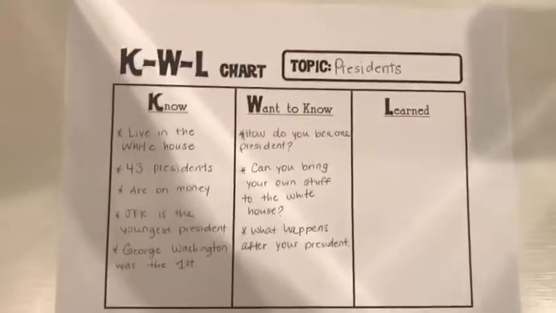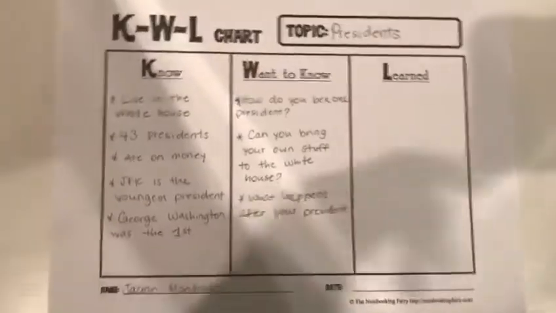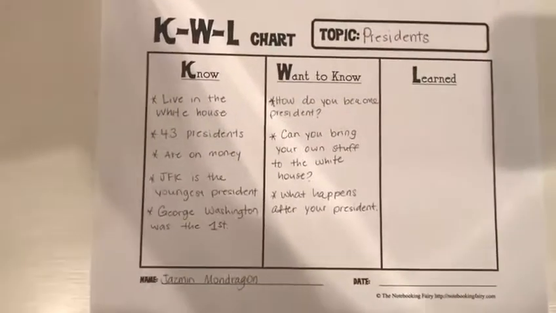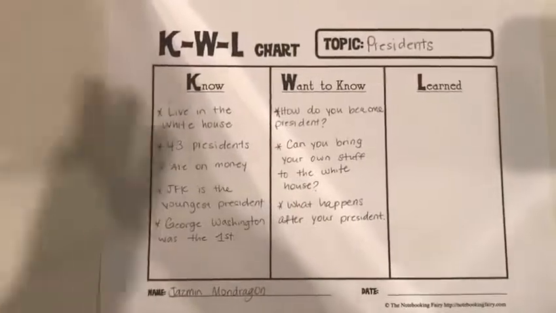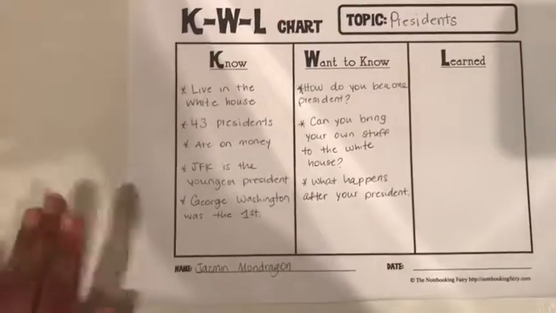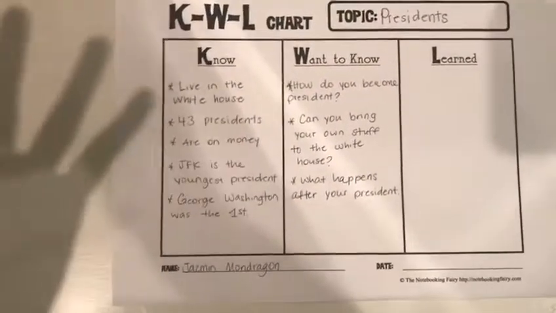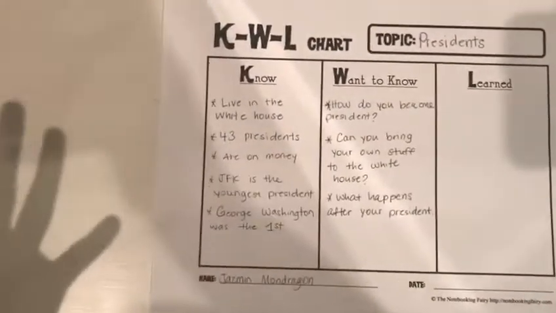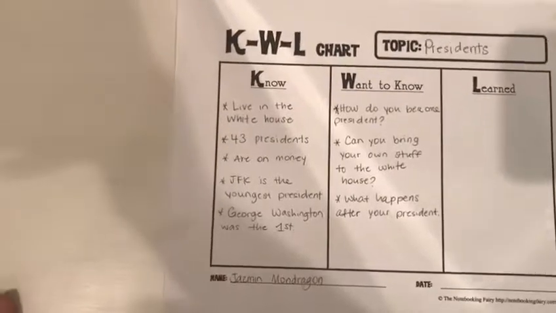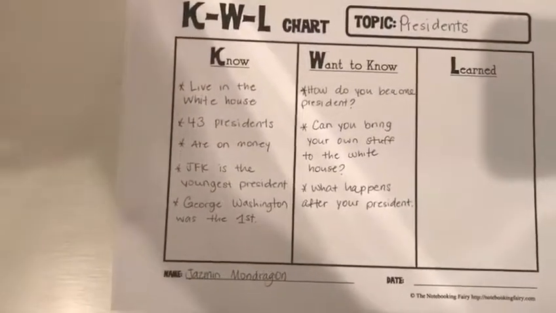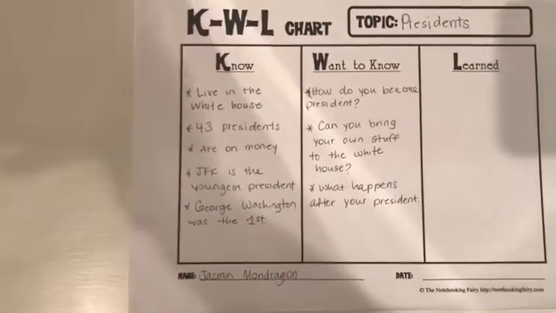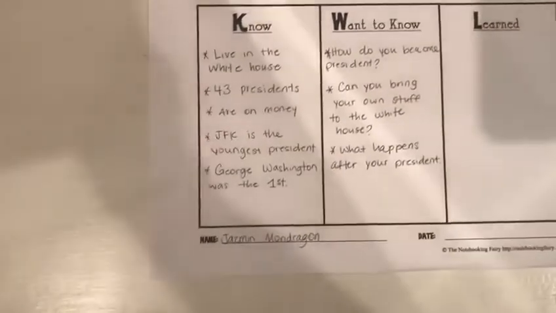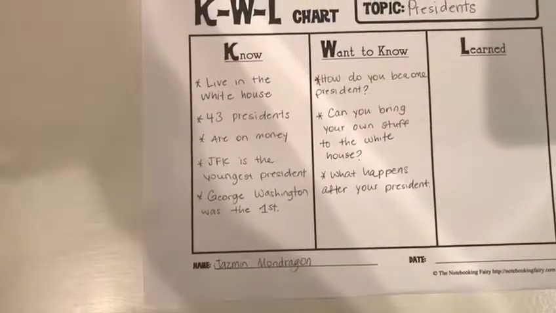This is an example of a topic that I would use. For example, we just had President's Day, so presidents would be a good topic. Here I filled everything out as if I were the student, just as an example. So I wrote in the K, that I know that the president lives in the White House. I know that there's been 43 presidents so far. I know that the presidents are on money. JFK was the youngest president, and George Washington was the first president.